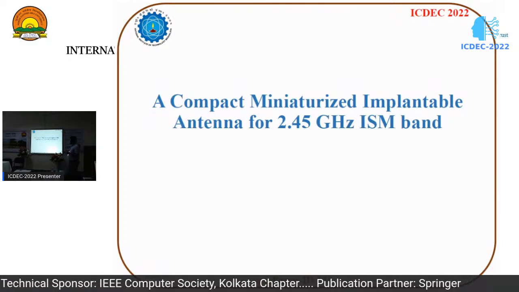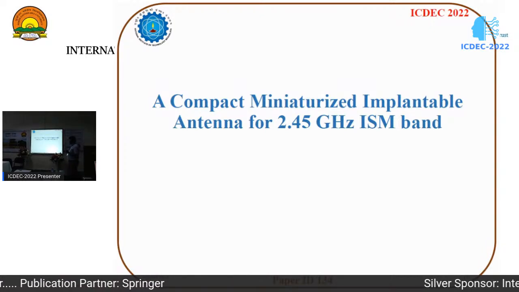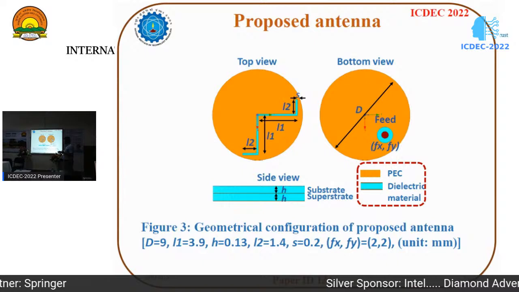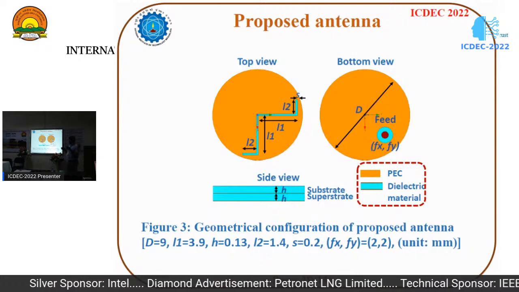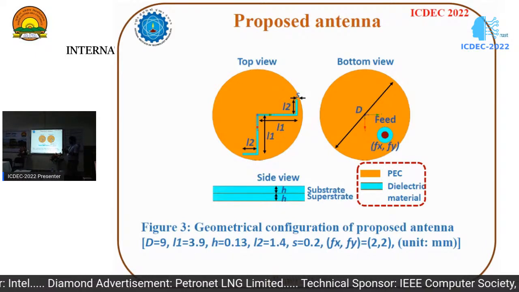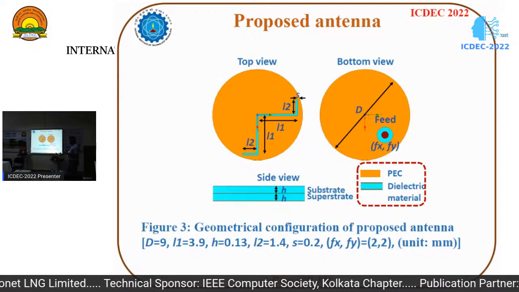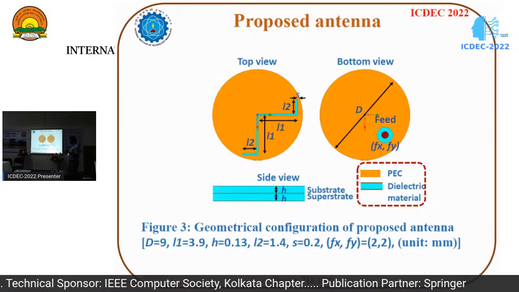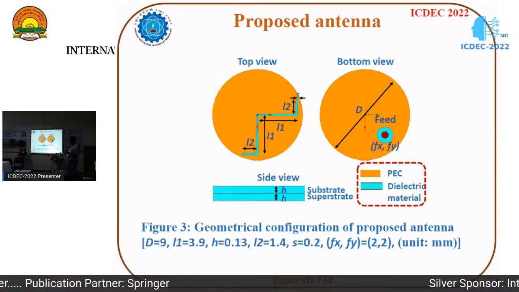So coming to my work, a miniature implantable antenna for the 2.45 gigahertz ISM band. This is the structure which I designed, and here I have a circular cell. Why I am taking a circular cell is to reduce the invasiveness of the structure in the body. That's why I took the circular structure. Here I am taking the superstrate and the substrate as a dielectric material of 10.2 permittivity. And these are the geometrical parameters which I optimized.